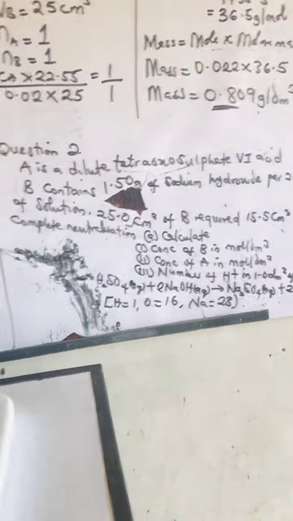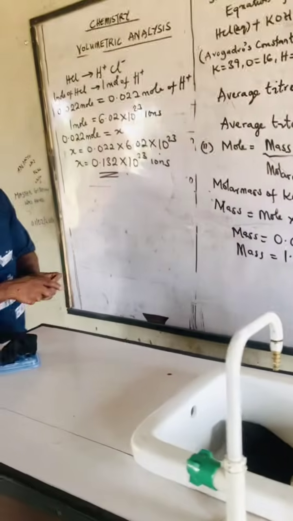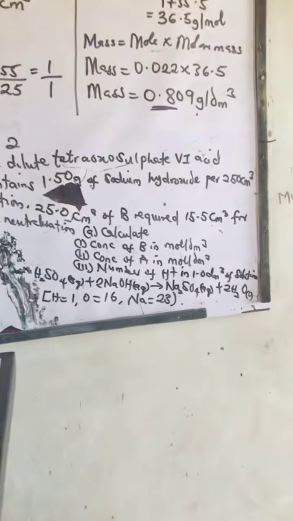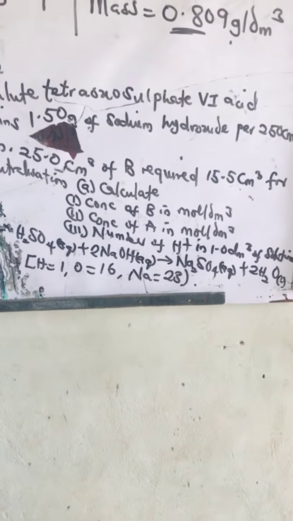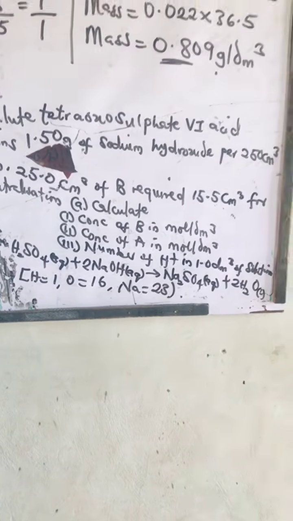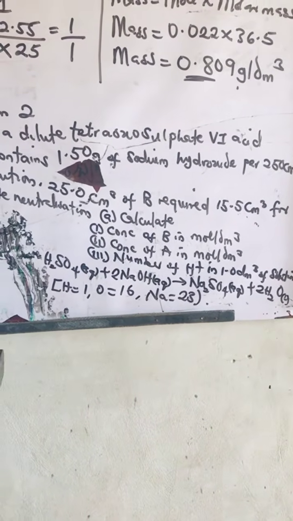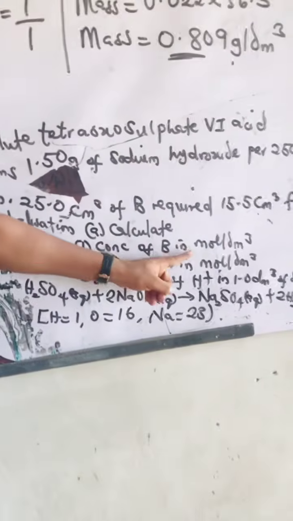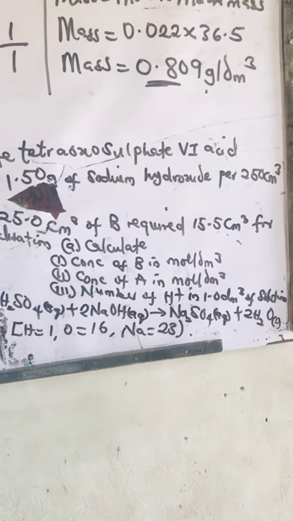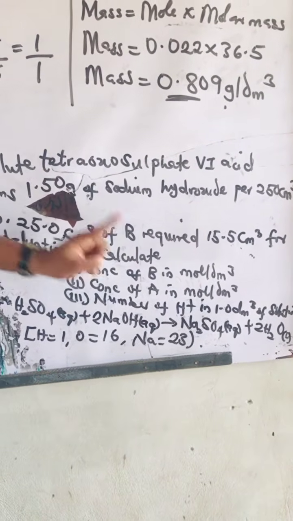From there, the calculation remains the same. They said we should calculate the concentration of B in mole per dm cube. Please follow me, very important. Look at this: concentration of B in mole per dm cube.